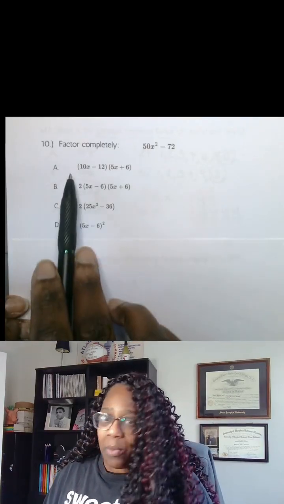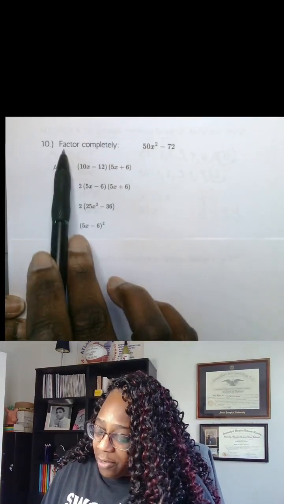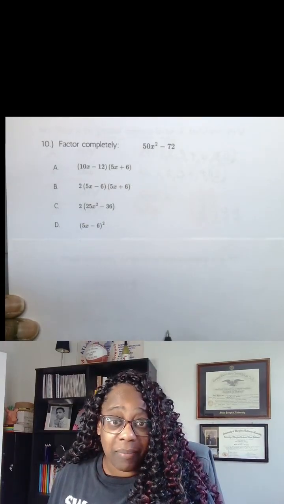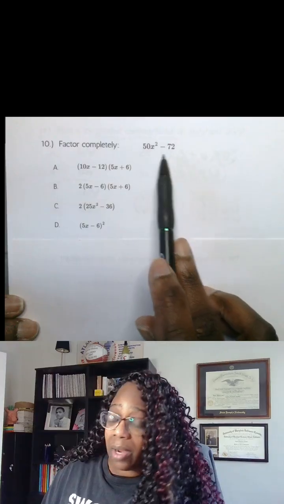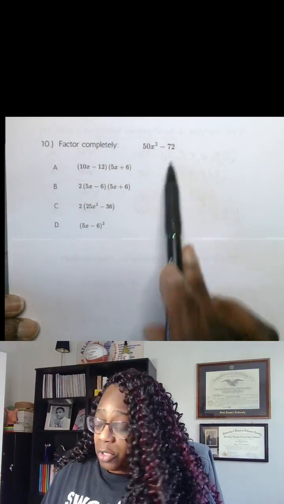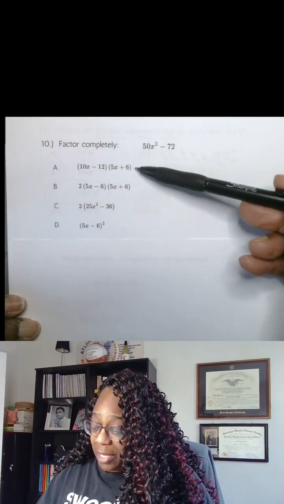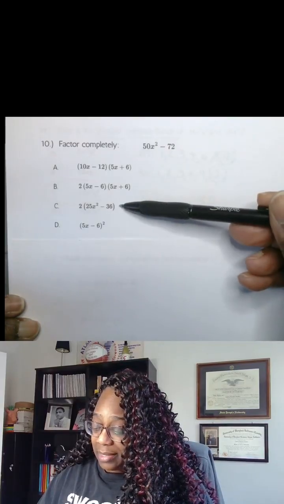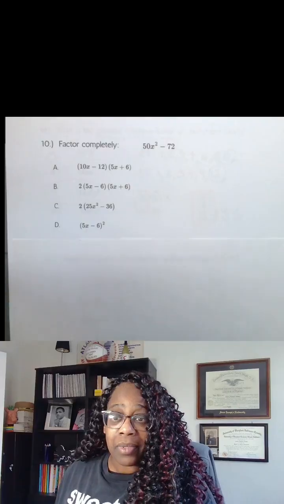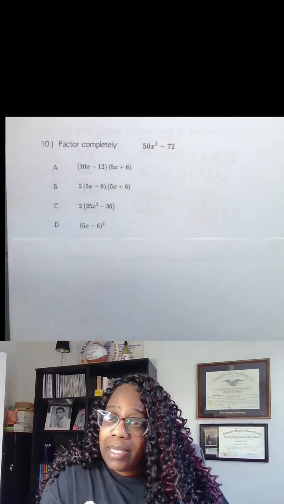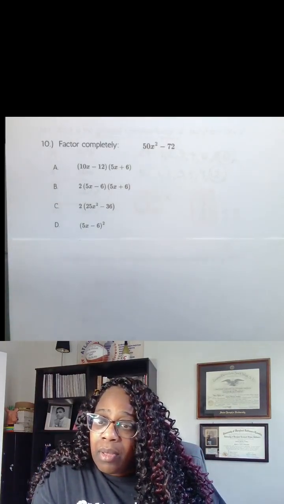All right, so now we're working on the next one. We want to factor this completely. So we have 50x squared minus 72. So is your answer going to be A, B, C, or D? Okay, so I got a couple B's.